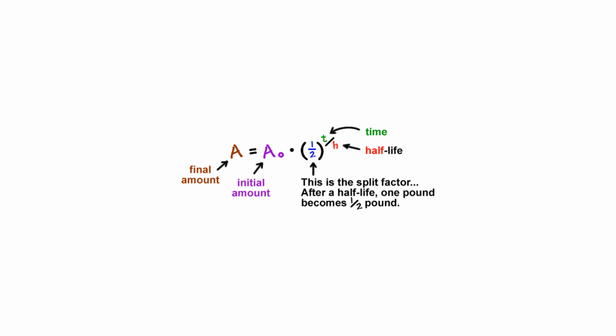Here you can see the formula for the half-life. It is A equals A naught times half to the power of T over H. What is A? A is the final amount. A naught is the initial or principal amount. Half is the split factor after a half-life, like 1 pound becomes half a pound, or 100 pounds becomes 50 pounds, and so on. T is the time, whereas H is the half-life time.